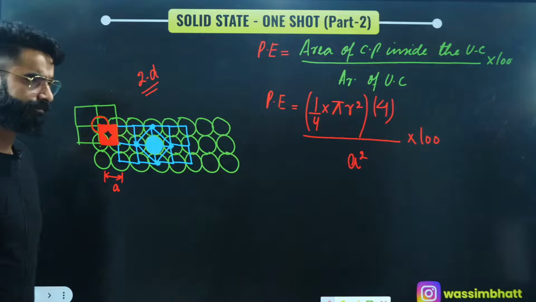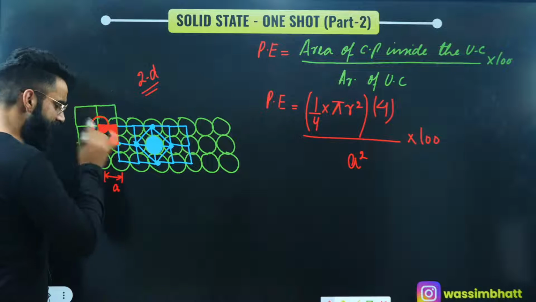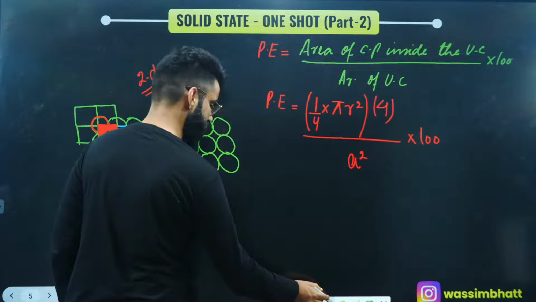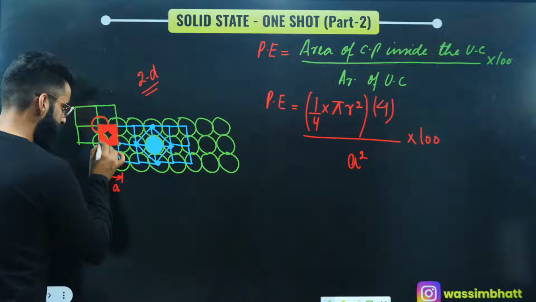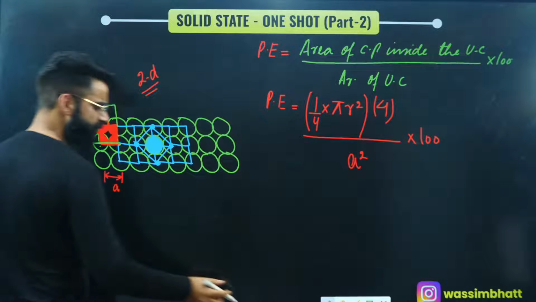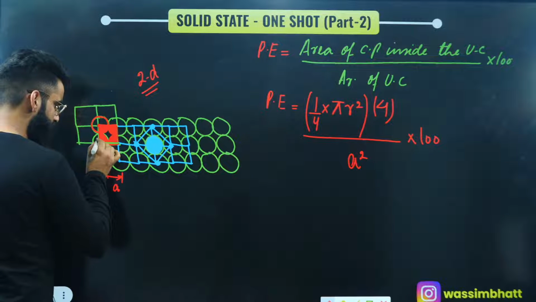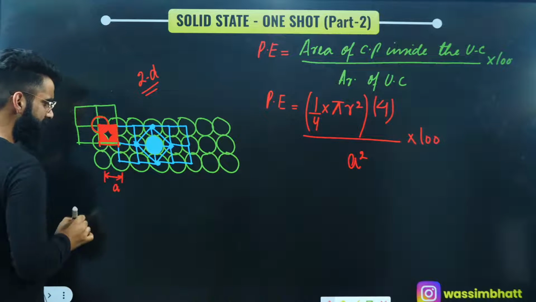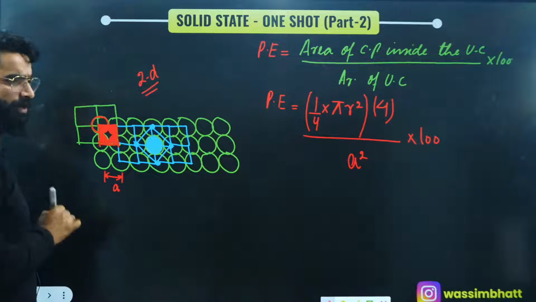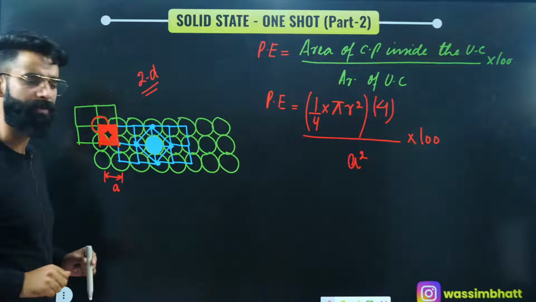As I told you, the radius of the constituent particle is equal to r. See, from here to here, it's going to be a. From here to here, it's going to be a. So a is going to be equal to r plus r, that is, a is equal to 2r, simple, because these two particles are touching each other.